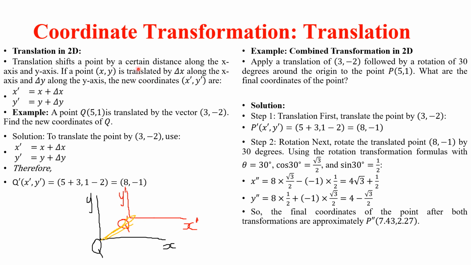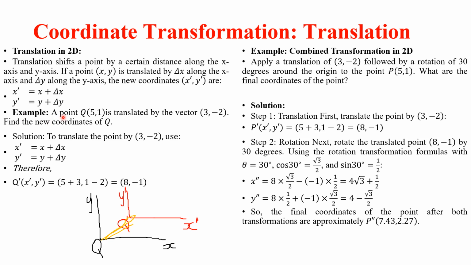So now, if there is such translation that leads to a shift in the x-axis by delta x, and a shift in the y-axis by delta y, or change in y, as the case may be, the new coordinates x prime and y prime are given by simply adding the change in x to the initial coordinate of x and the change in y to the initial point on the y-axis.